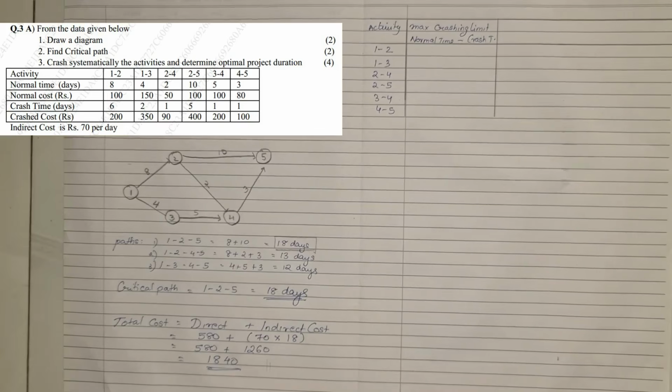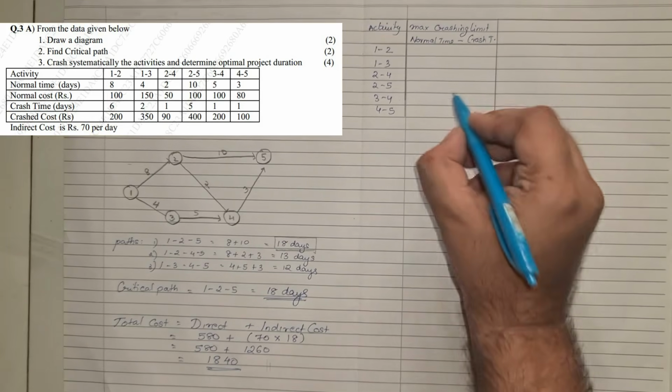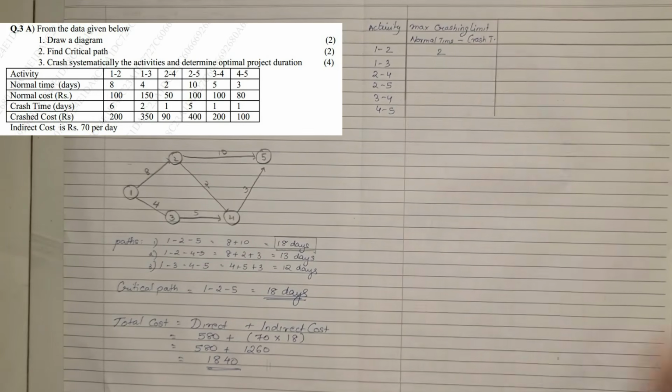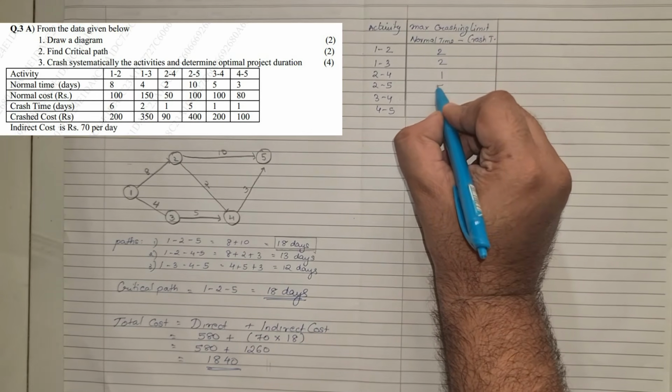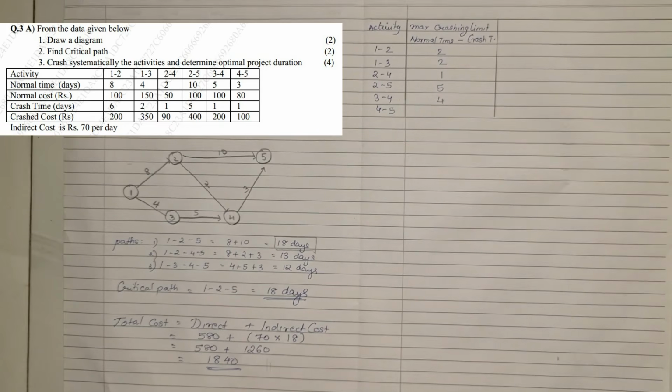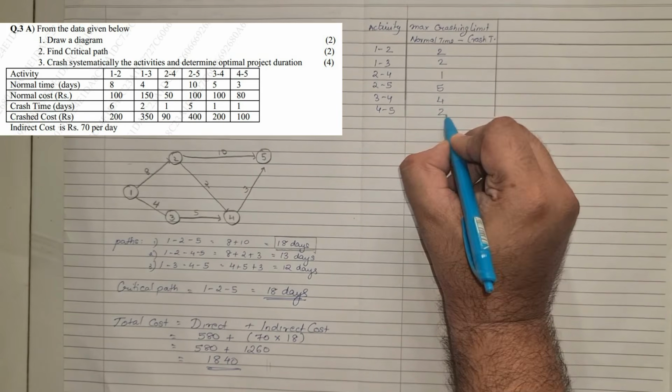So now the normal time is 8 days and crashing is 6. So 8 minus 6 is 2. 4 minus 2 is 2. 2 minus 1 is 1. 10 minus 5 is 5. 5 minus 1 is 4. And the last one, 3 minus 1 is 2.